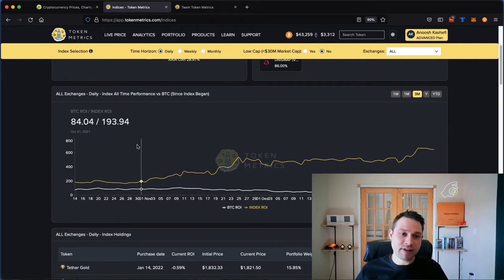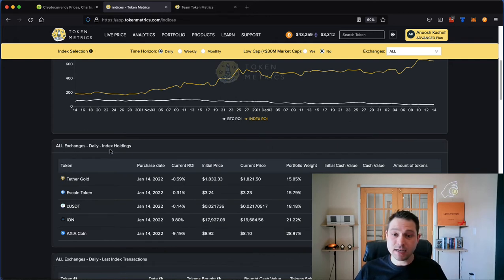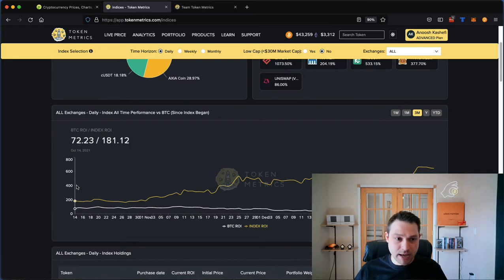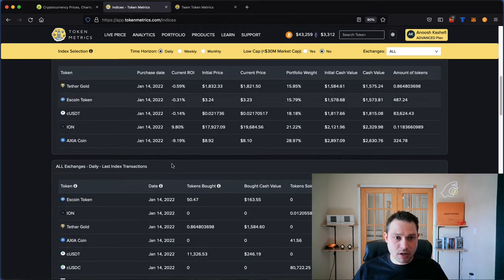So if you were to invest in this index versus investing in Bitcoin directly, you would have huge returns, okay? So this is one of the cool features. You can go ahead and invest into these indexes, and you can reap the rewards, right? As you can see, looking back to October 14th, as this chart just continues to climb, with the returns of the indexes created by Token Metrics doing phenomenal, again, versus the Bitcoin, right? So tons of information here.